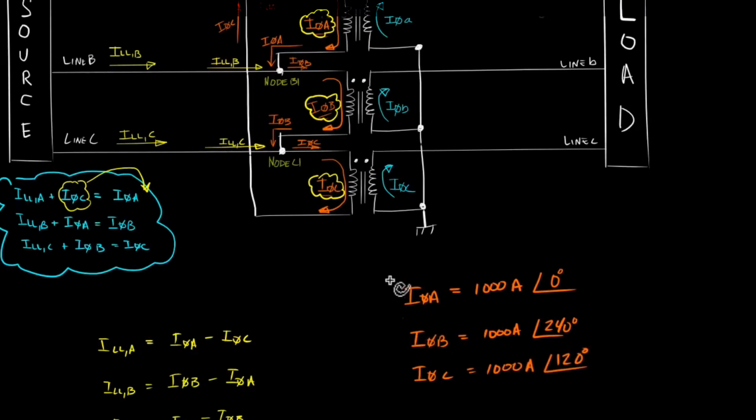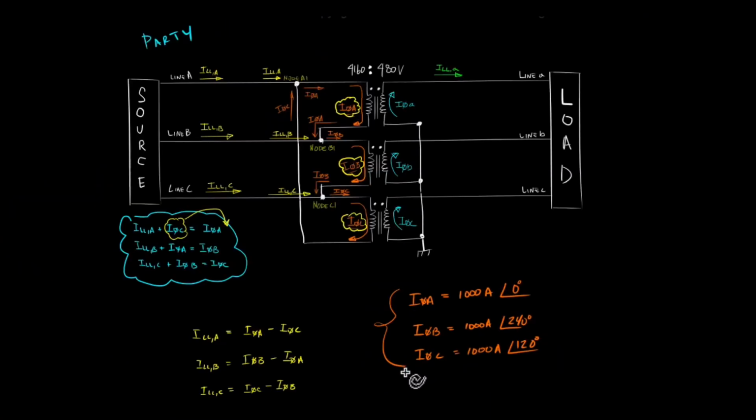Okay, so now we're going to draw these phasors, alright? Remember, these phasors are just the currents that are flowing through the primary windings. Keep in mind the big picture of what we're trying to solve. We're performing the phasor analysis because we want to relate this line current here with this phase current and this phase current.